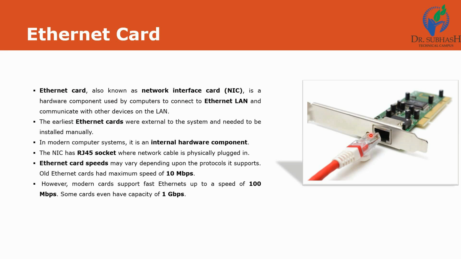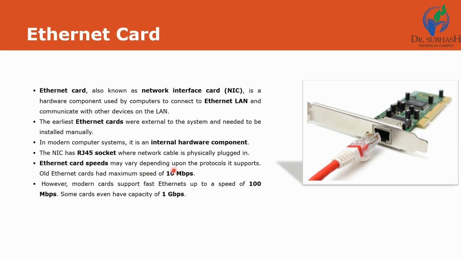This is the socket. This is the RJ45 cable. The RJ45 cable connects with this socket. This socket directly communicates with the NIC card, and the NIC card deals with the local area network. The earliest Ethernet cards were external to the system and needed to be installed manually. But in the recent era, it is inbuilt on the motherboard. In a modern computer system, it is an internal hardware component. The NIC has an RJ45 socket where the network cable is physically plugged in.